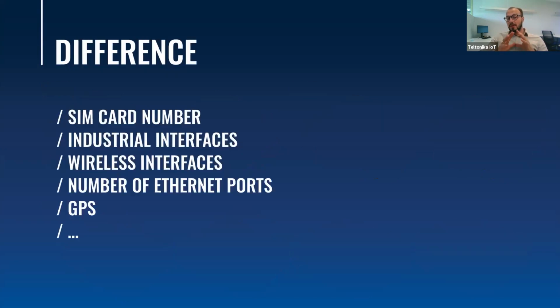All of them are quite similar, but have differences such as those that I have highlighted. SIM card number, when RUT2 and TRB1 have only 1 SIM card, while TRB2, RUT9, and RUTX have 2 SIM cards. Some of them have industrial interfaces, others do not. The same with wireless interfaces and number of Ethernet ports.